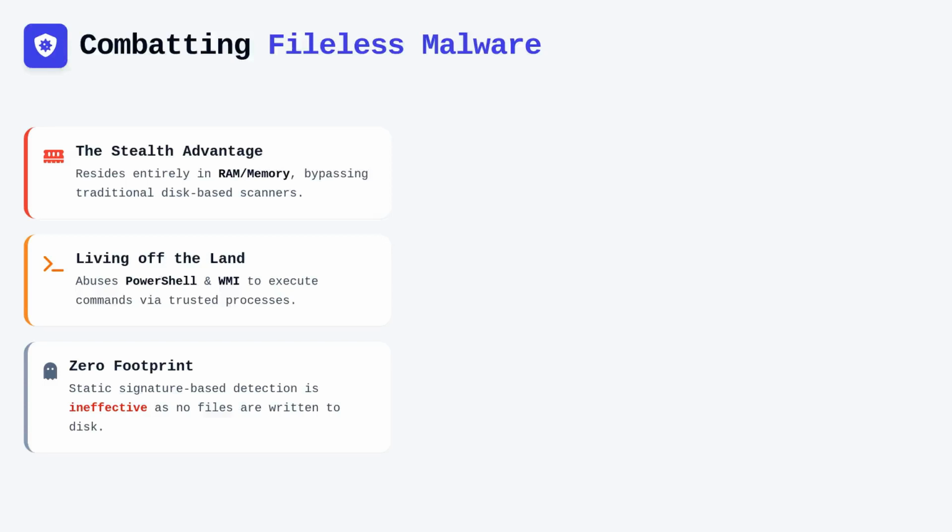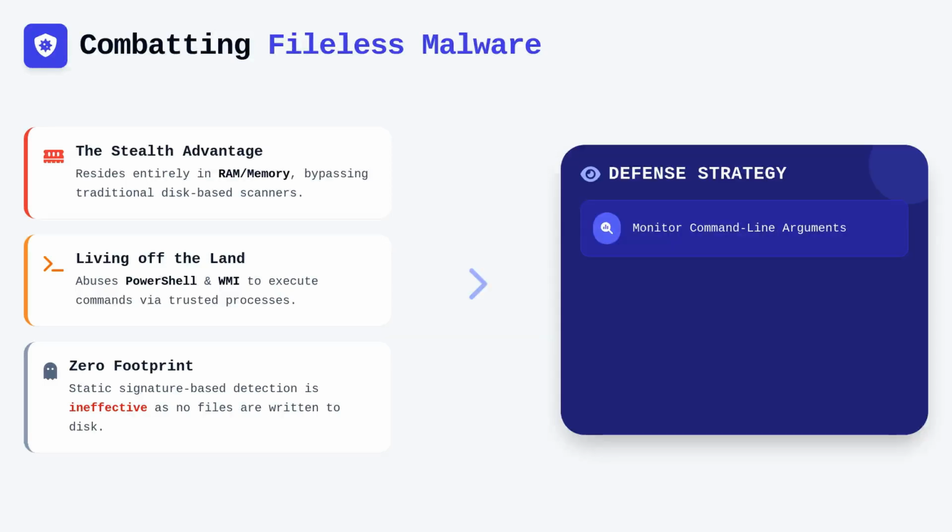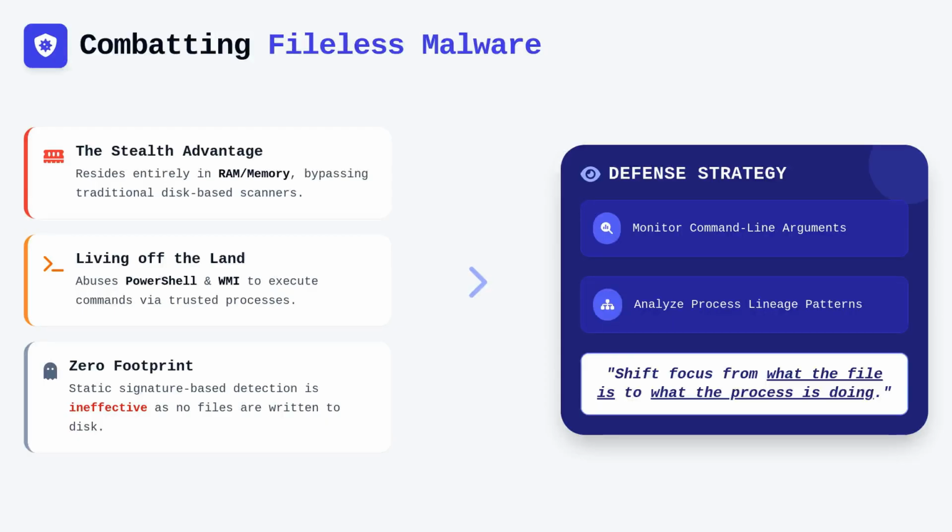identifying the threat. Instead, security teams must focus on monitoring command line arguments and suspicious process lineage patterns that deviate from standard administrative behavior. This behavioral analysis is essential, as it shifts the focus from what the file is to what the process is actually attempting to do within the operating system.